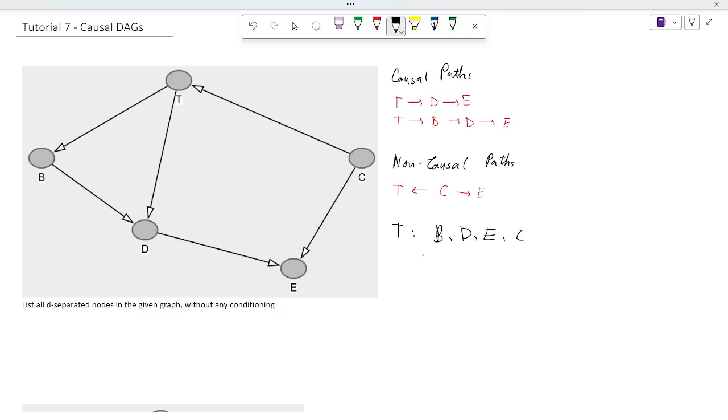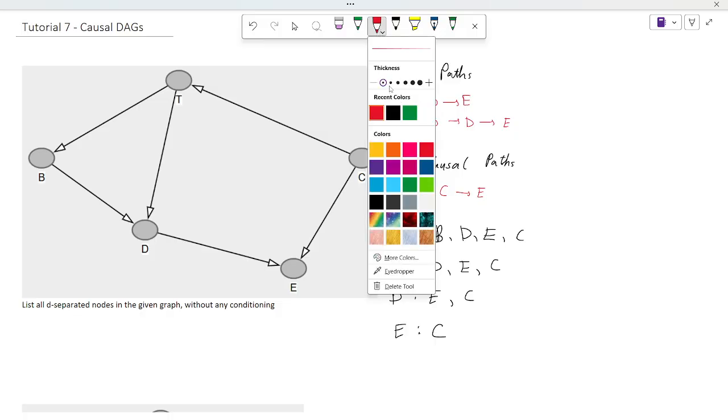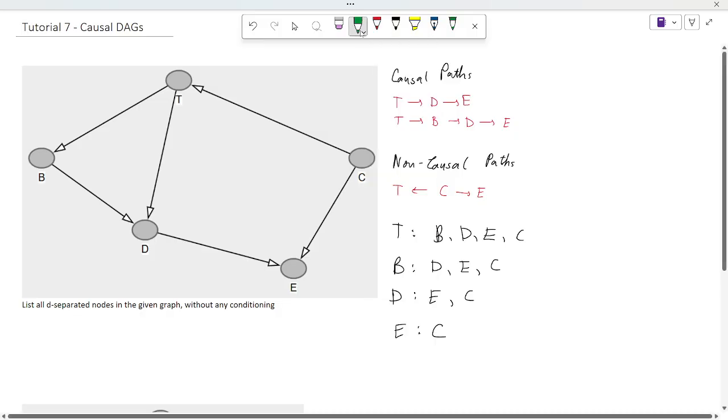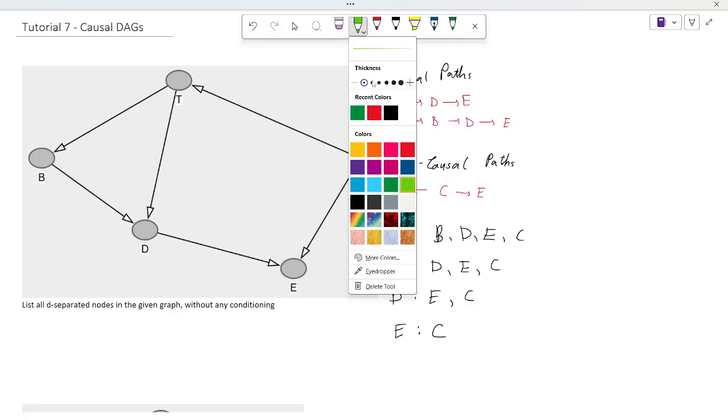Similarly, I have to check against B. Now T against B I have already checked above, so I have to just check D, E and C. Then I have to check against D, and against D I've already checked B and T over here, so I just have to check E and C. Then I have to check for C and E, and against E I only have to check C. So these are all the combinations of nodes that I have to check. It may seem like a lengthy procedure, it's not a lot though.